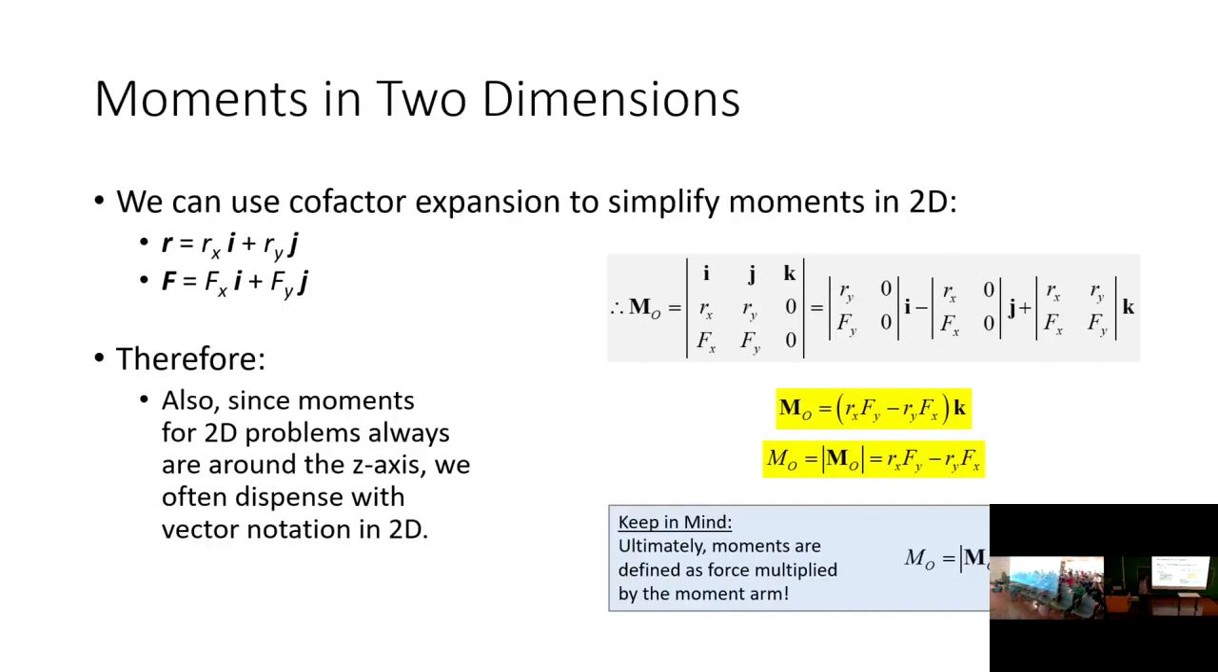So as a result, what you'll find is that a lot of times when we're dealing with moments in 2D, we just dispense with the vector notation, because that doesn't really matter.